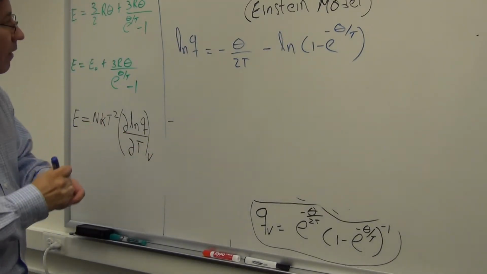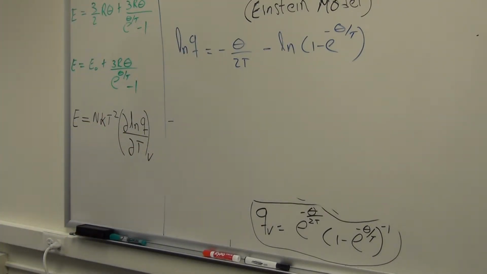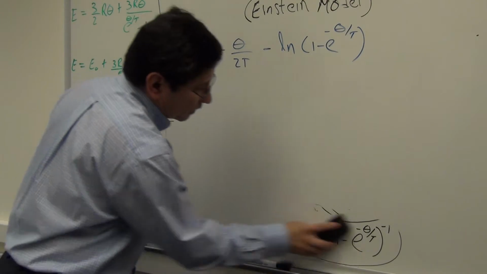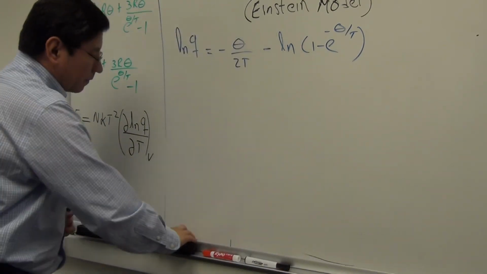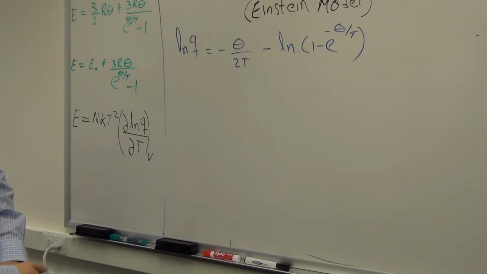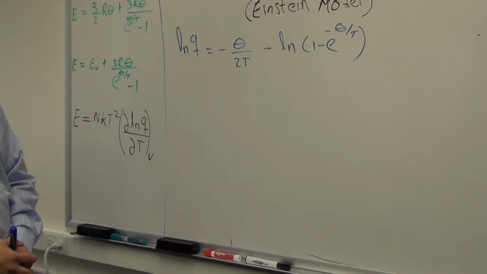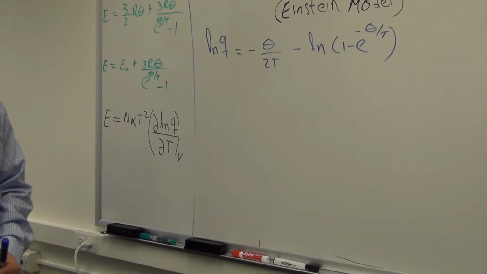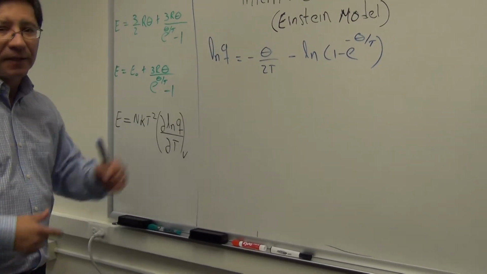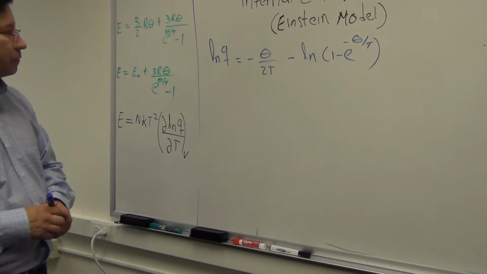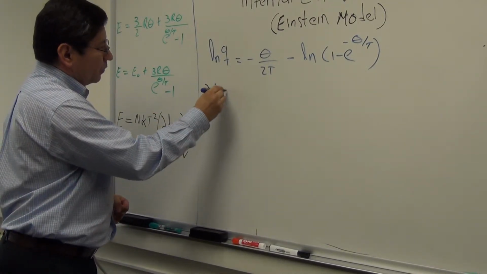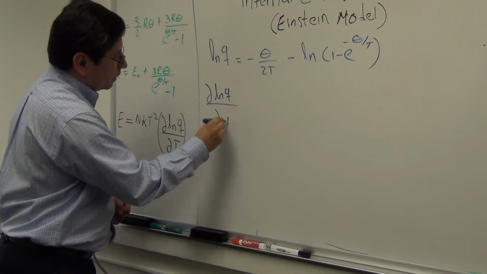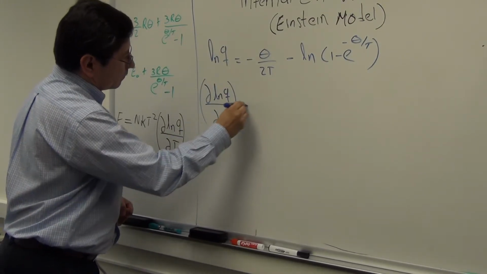So now I have an expression for the natural log of Q that I can use to obtain the internal energy. Think about it. Try to anticipate what it is that I'm going to write here. Okay, well, you guessed it. The derivative of ln Q with respect to T at constant V.